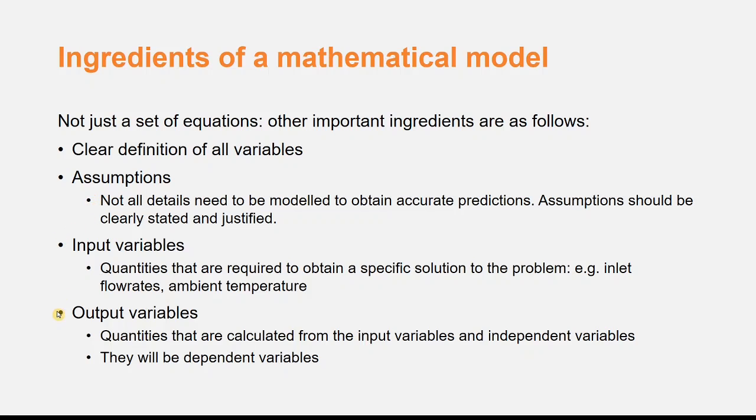Input and output variables can also be listed to enable the model user to understand what degrees of freedom they can specify and what the calculated outputs of the model will be. Input variables can be functions of time, for example, inlet flow rate, or functions of spatial position, for example, specifying an inlet velocity profile that varies radially.